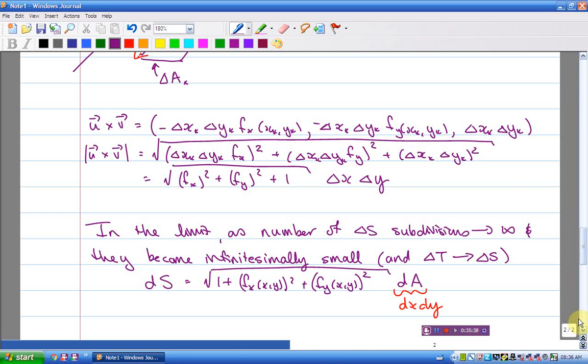Did I see a hand towards the back? I thought I did. No, okay. Yeah? So am I right in thinking we're basically doing like a 3D arc length thing? Yeah, it seems to be the same, like an extension of that thinking.